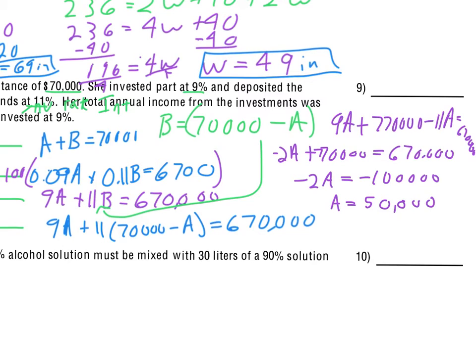And if you go back to our table, A was the amount invested at 9%, which is what they wanted. So, turns out, invested $50,000 at the 9%. And even though they didn't ask, that would mean that $20,000 was invested at 11%. So there we go.